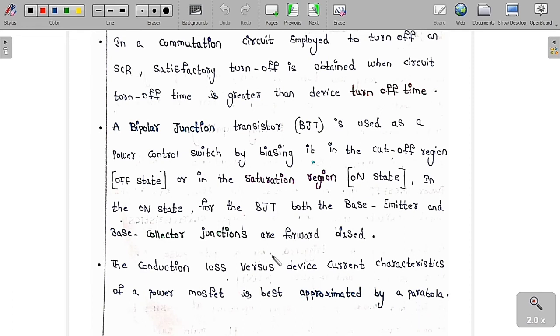If you want to draw the graph between power loss and current in a power MOSFET, that is, the conduction power loss with respect to the current, we are going to get a graph which is approximated to a parabola. So the conduction power loss with respect to current in the MOSFET gives a parabola curve.